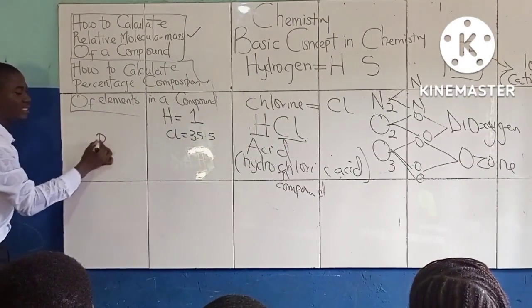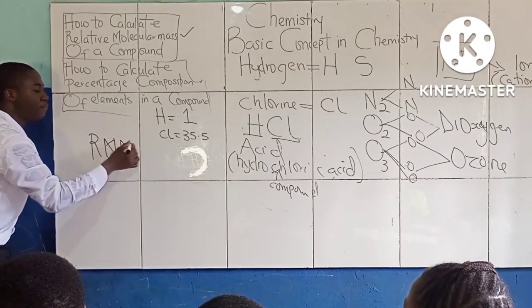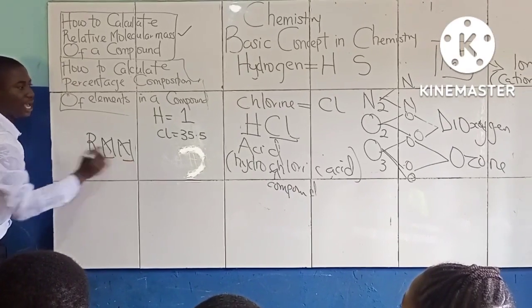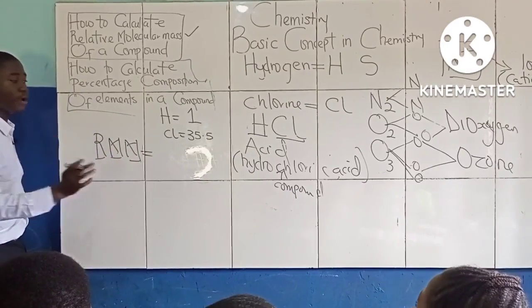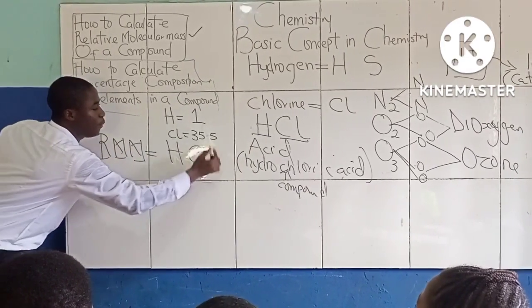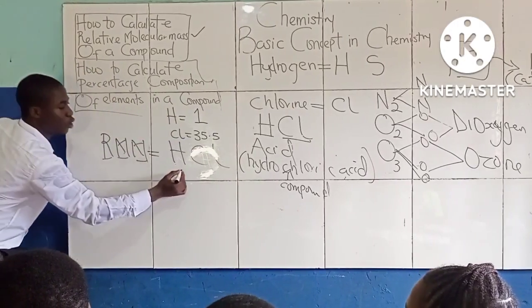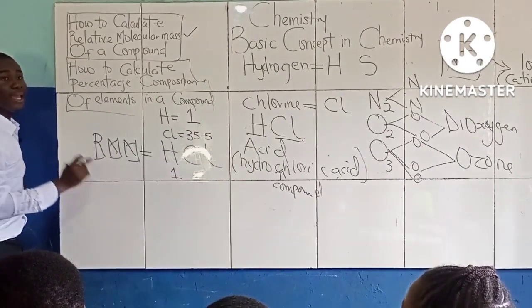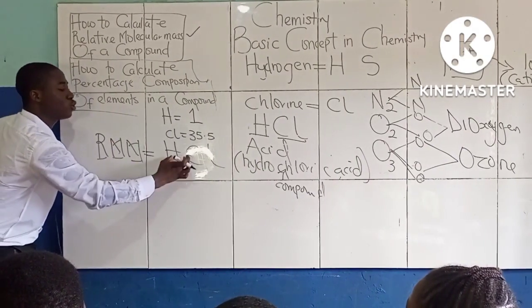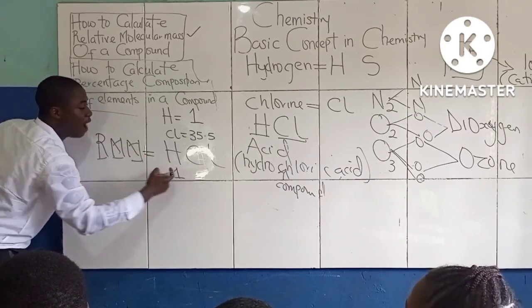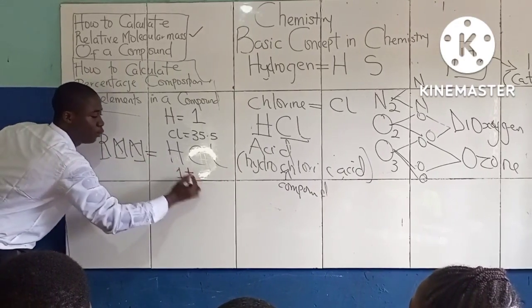You simply come here and say RMM. What is RMM? Relative molecular mass. Now, to do that, it is very easy. I simply write the compound again. And what is the atomic mass of hydrogen, class? 1. So I write here, 1. Are you getting me now? So there's a symbol or a sign used to separate them. After writing 1, you simply write plus.